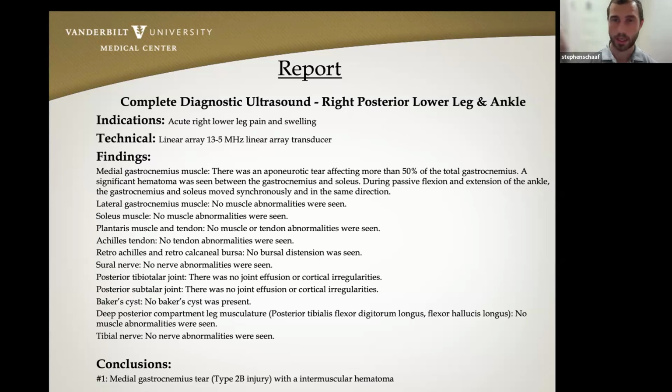And then as we alluded to with the dynamic scan during passive dorsiflexion and plantar flexion of the gastrocnemius, there was synchronous movement between that gastrocnemius and soleus in the same direction. And then for the rest of the scan, as we had mentioned in the protocol, there were not any abnormalities seen. So ultimately, the conclusions for this report are that there was a medial gastrocnemius tear, a type 2B injury, and we'll go into that briefly in a minute, with an intramuscular hematoma.